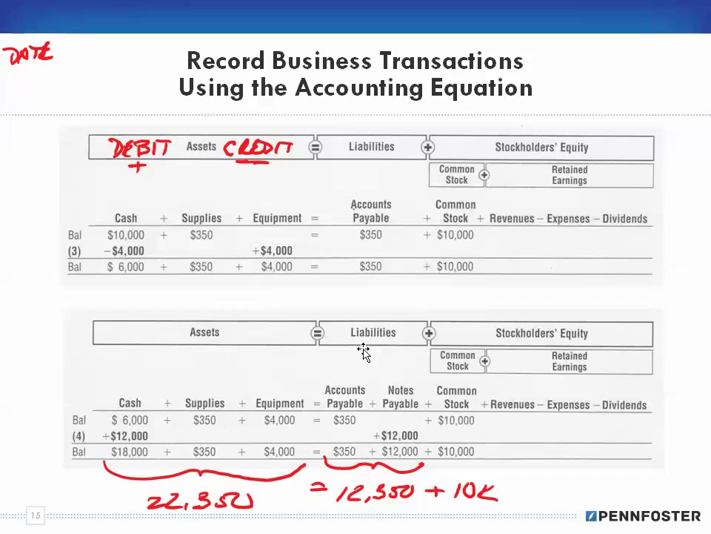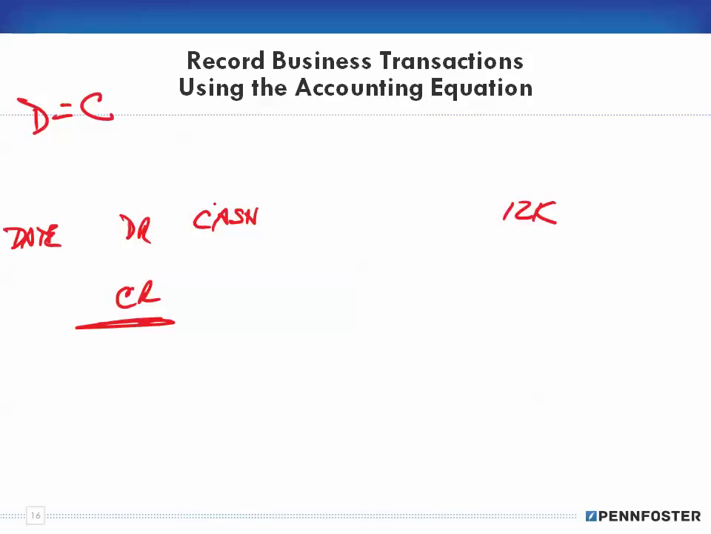And when I look underneath my liability accounts on the chart of accounts, I'm looking for the general ledger account that makes the most sense, which happens to be notes payable. So that's why I credit notes payable. It actually falls right into place. Okay.